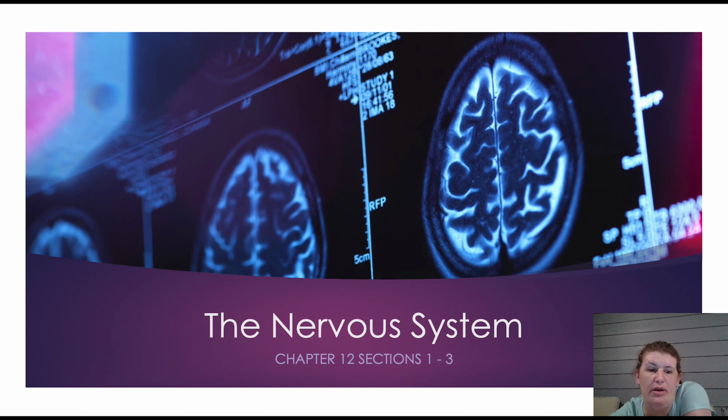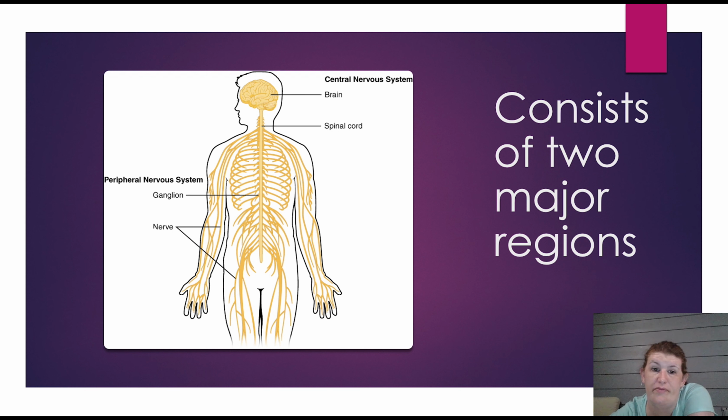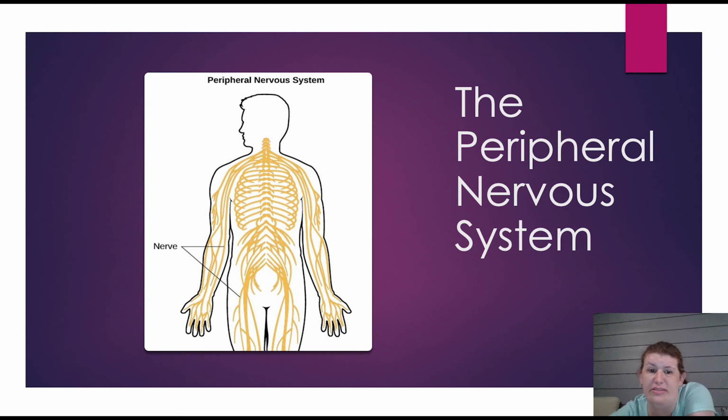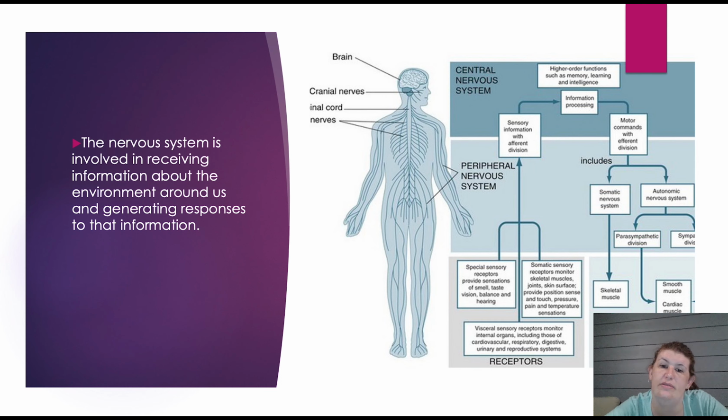Hello everyone. Tonight I'm here to talk to you about the nervous system. The nervous system consists of two major regions, the central nervous system and the peripheral nervous system. The central nervous system is made up of the brain and the spinal cord. The peripheral nervous system is made up of the nerves throughout the body. The nervous system is what allows our body to walk, talk, breathe, swallow, and do almost anything.